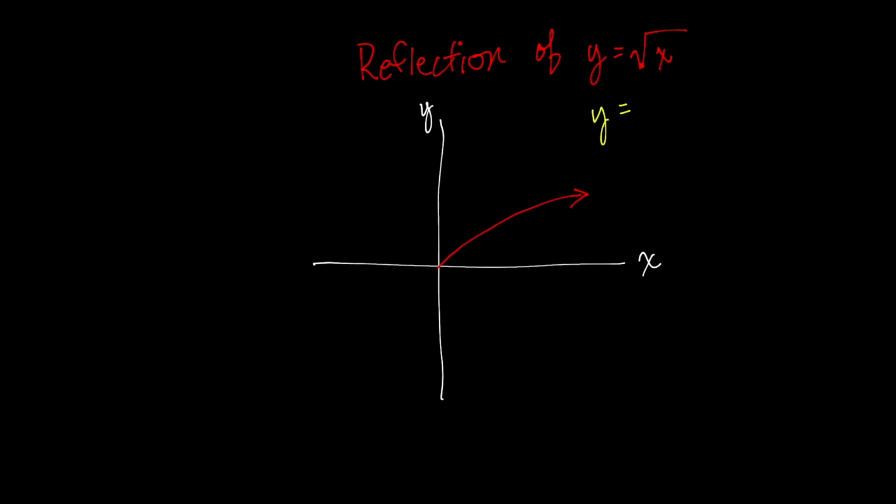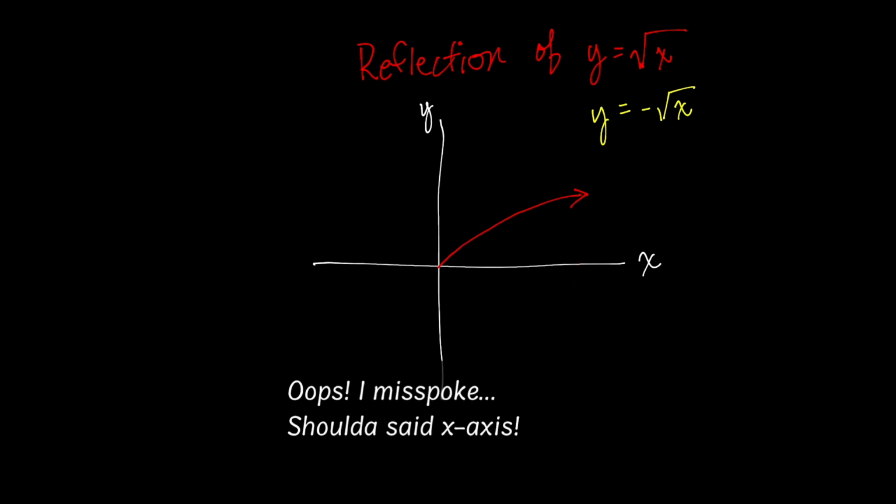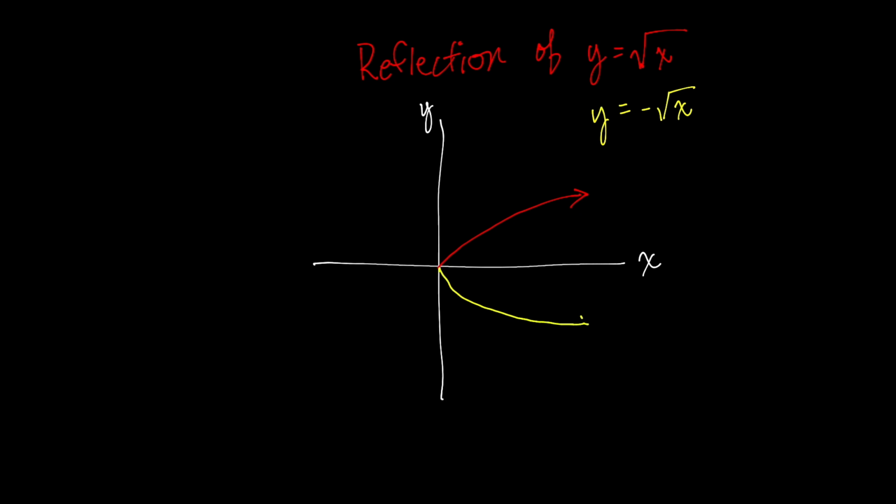y equals the opposite of the square root of x, right? So the red function is my parent function, y equals the square root of x, and it graphs like this. The minus on the outside is flipping the y value, so it's going to flip across the x-axis. So it's going to look like this. If I was a good artist, this would look like an exact replica across the x-axis. The yellow would be the reflection of the red.